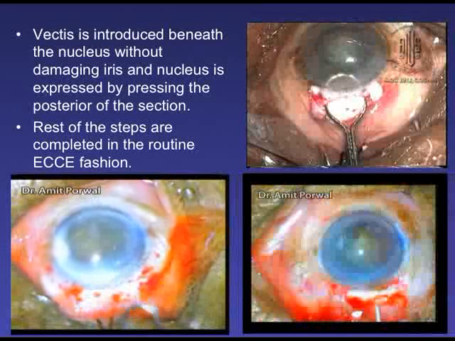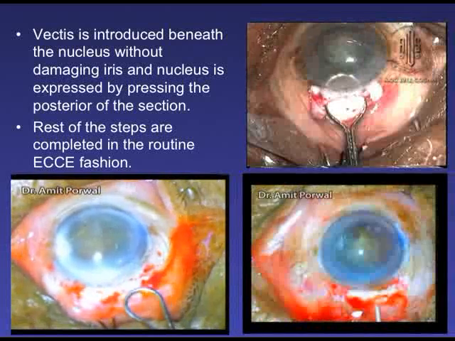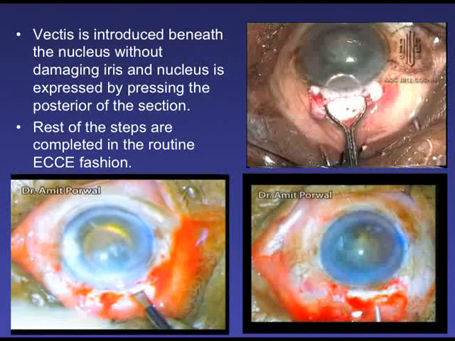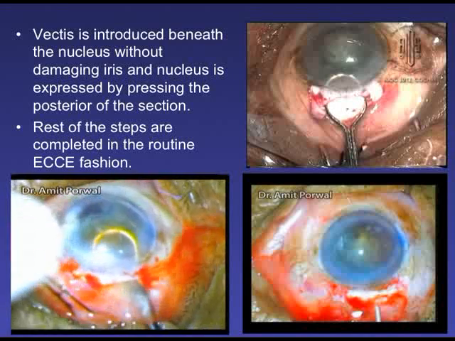You can see in both the videos here that first we have placed the visco above and below the cataract, and then carefully the vectis is introduced below the cataract and the nucleus is expressed out.